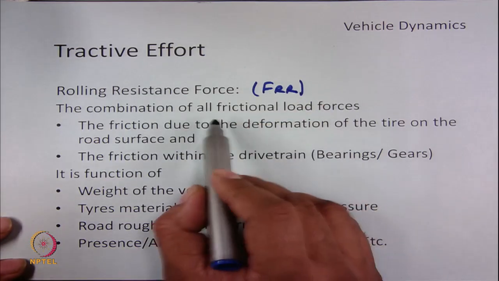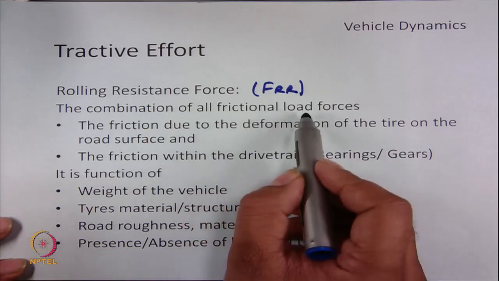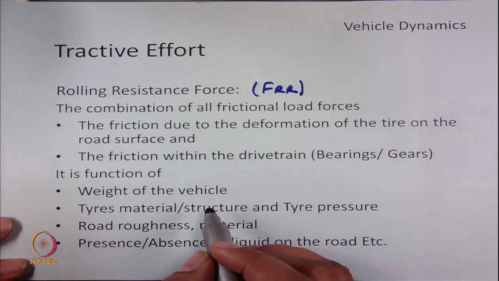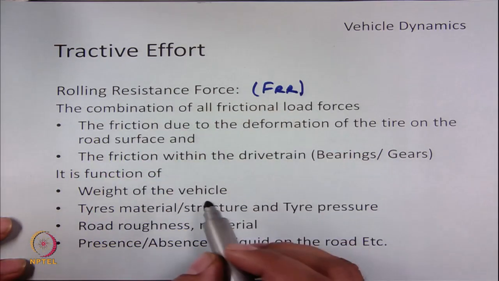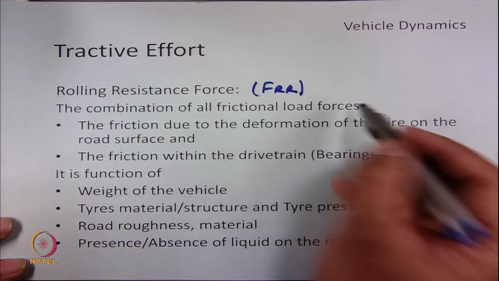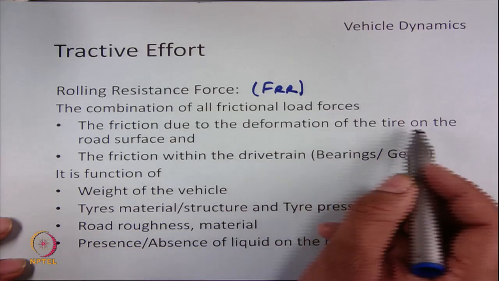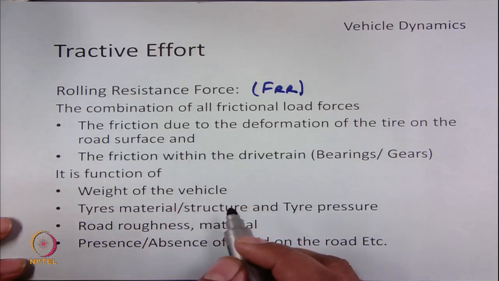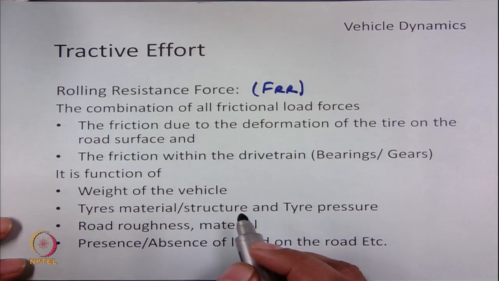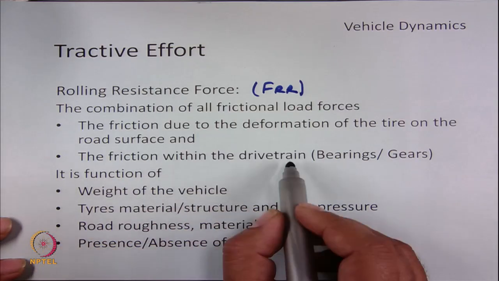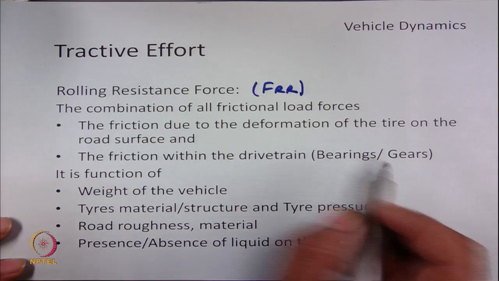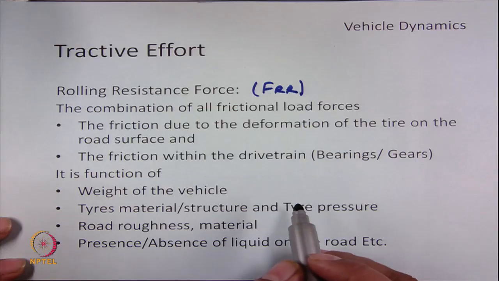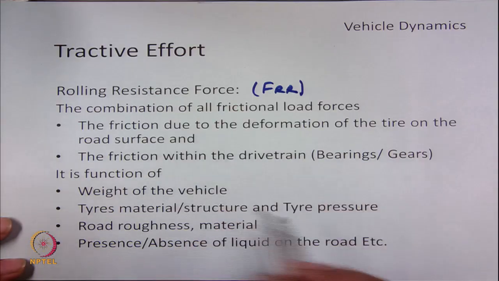So, all the friction forces or friction load forces which act on the vehicle movement are clubbed under rolling resistance force. This force is due to the deformation of the tire on the road surface when the vehicle is moving. So, this creates a resistance to motion. Secondly, all kinds of friction in the drivetrain, such as bearings and gears, are part of this rolling resistance. So, all this has to be supported by the propulsion unit.